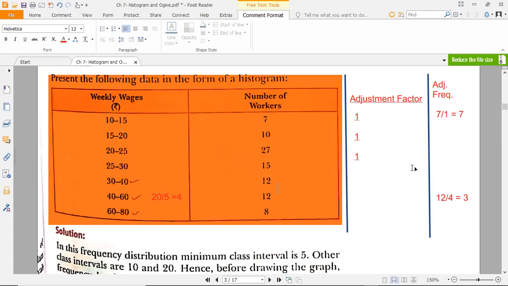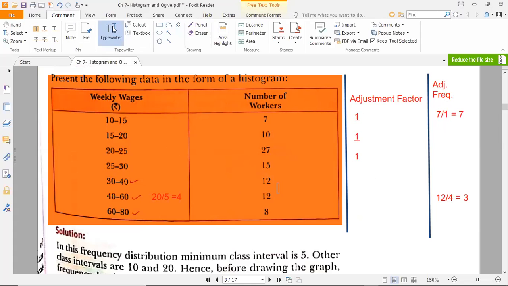After finding out the adjusted frequencies, you will be following the same steps that we did earlier. You will be making the histogram: 0, 5, 10, 15, 20, 25, 30, 35, 40. This is how you are going to mark values on the x-axis, and on the y-axis you will be having the frequencies, and then you will be making the histogram.